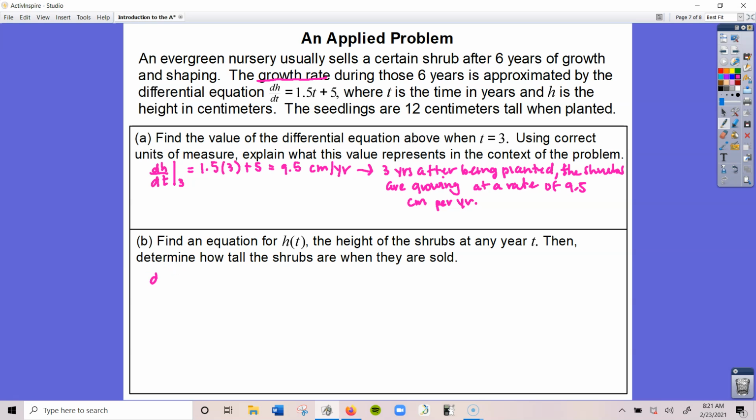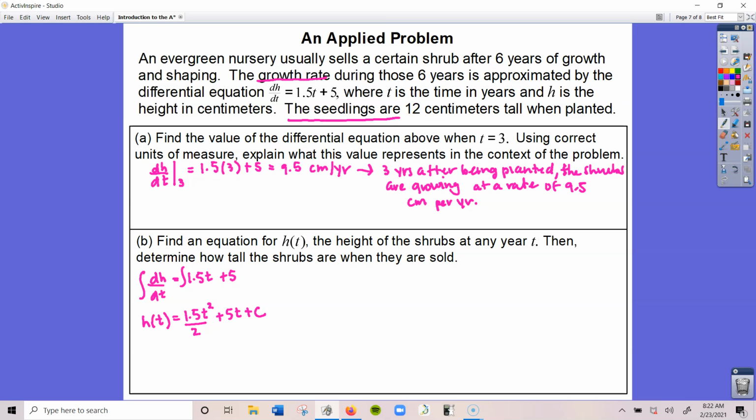So that means that I have to take my dh dt, which is equal to 1.5t plus 5, and integrate both sides. When we integrate dh dt, remember the rate, that means that we are getting the function, so h of t, which is going to equal 1.5t squared over 2 plus 5t plus c. Now the problem here is that I don't know what c is. That's what I need. But remember what I've said in the past. All FRQs give you all the information that you need. There will never be anything written that you will not use.